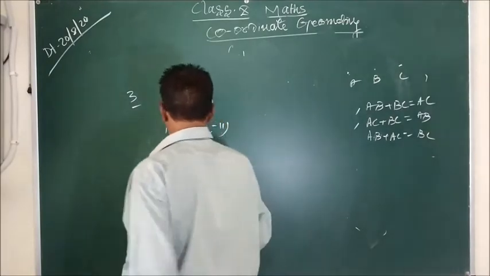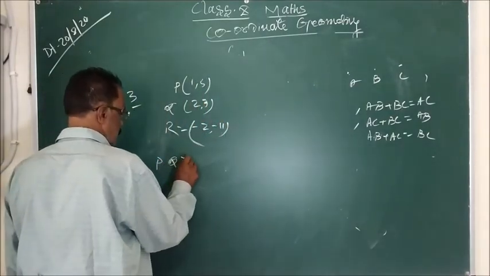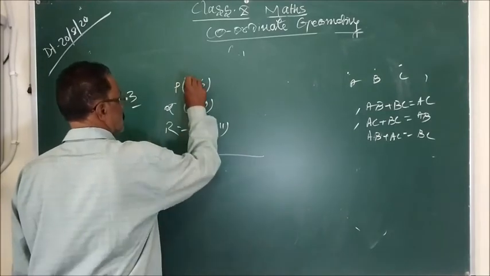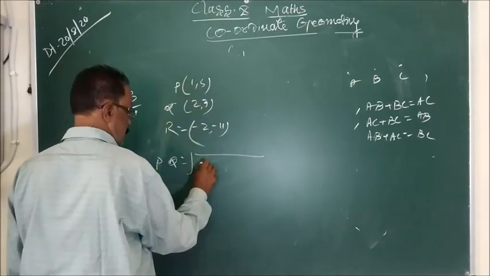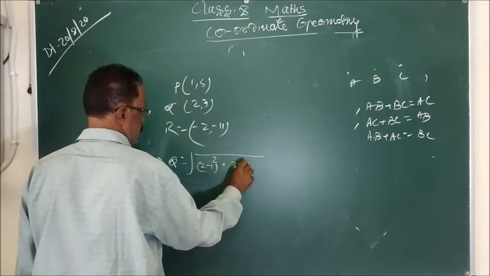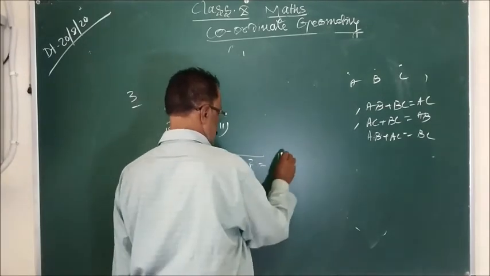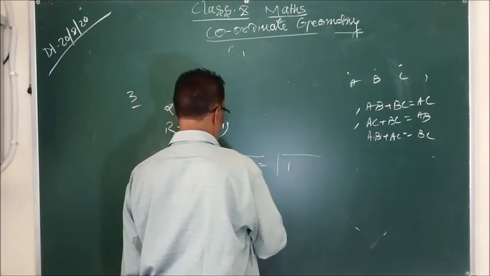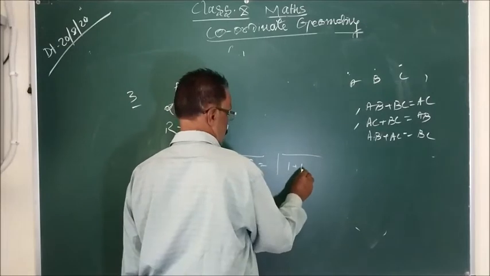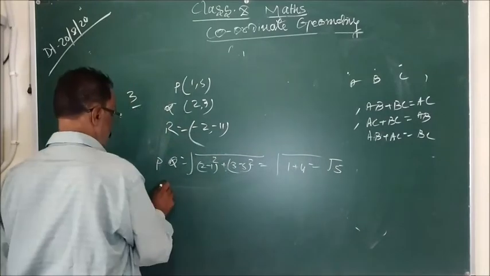इसका मतलब तीनों का डिस्टेंस हम निकालेंगे. पहले निकालते हैं PQ is equal to this minus this and this minus this: 2 minus 1 whole square and 3 minus 5 whole square, that is 1 square plus 1 square, which is 1 plus 4, under root 5. Now you find QR.